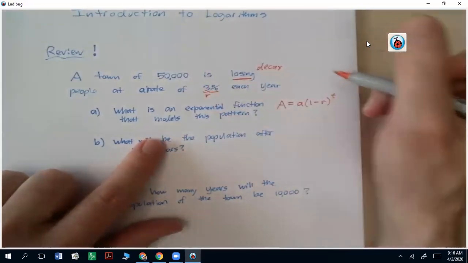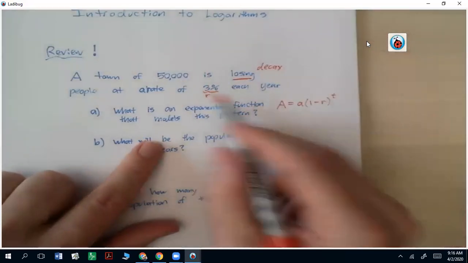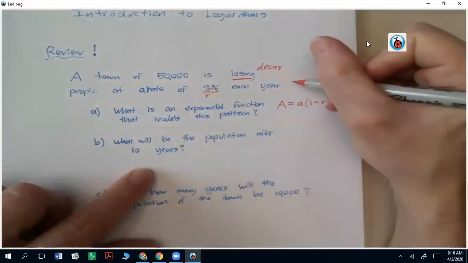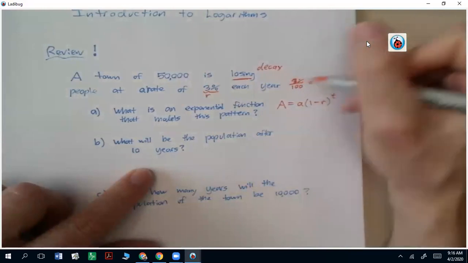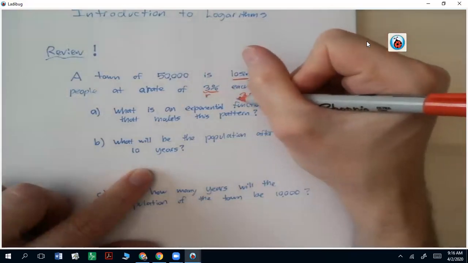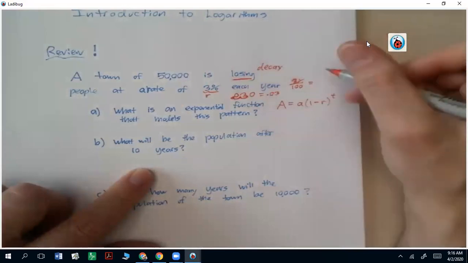That's 3%. And we subtract that from 1, but we got to convert that to a decimal because you don't just do 1 minus 3, that's negative 2. You don't want a negative in there. So we take that 3% and we divide it by 100. And that's basically moving the decimal over, 3.0 is 3. So if you move it over to the left twice, it should be 0.03.